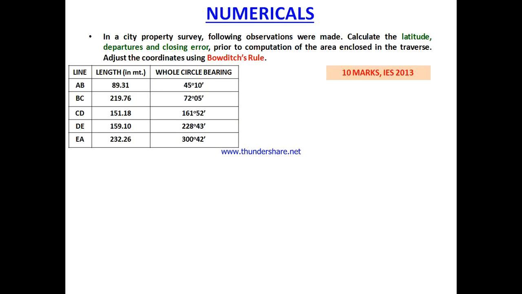Now let's move to the numerical part. This numerical is very important, and you can calculate the values or adjust the traverse with the help of Bowditch rule. So what is the question? In a city property survey, the following observations were made. We need to calculate the latitude, departure and the closing error, and after that compute the area enclosed in the traverse. Adjust the coordinates using Bowditch rule.